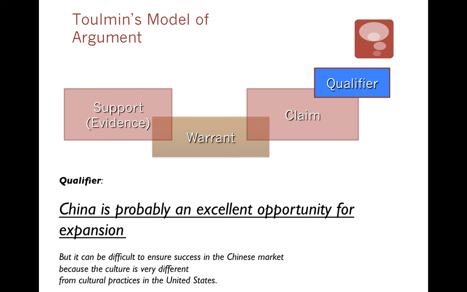In our first video, we showed that it is difficult to ensure business in the Chinese market. What we're going to do is just qualify that. We're going to say that, yes, it is difficult, but it's probably an excellent opportunity because China is such a huge market. So China is probably an excellent opportunity for expansion, becomes a qualifier to the claim that it can be difficult to ensure success in the Chinese market. So what we actually do here is we say that it's difficult, but it's also probably a very good opportunity. That qualifies the difficulty. In other words, it sets up a time or a case when that would not be true.